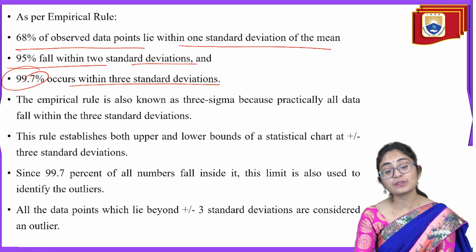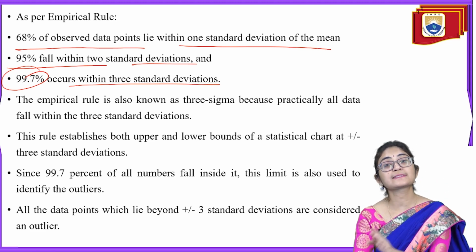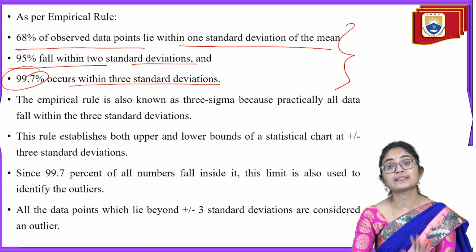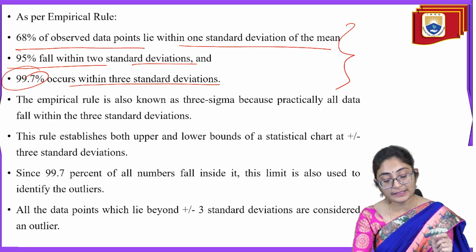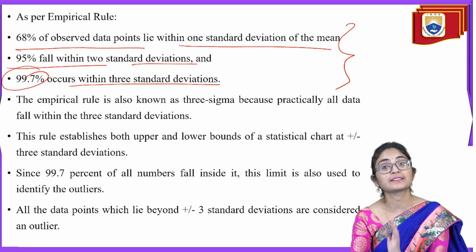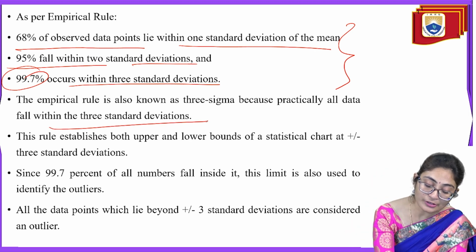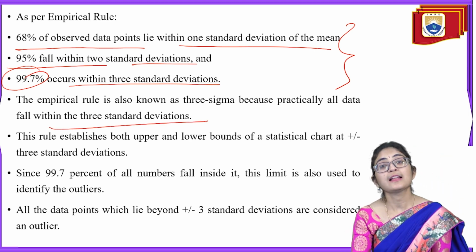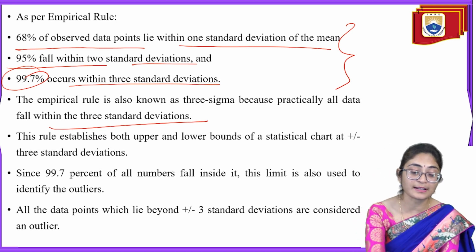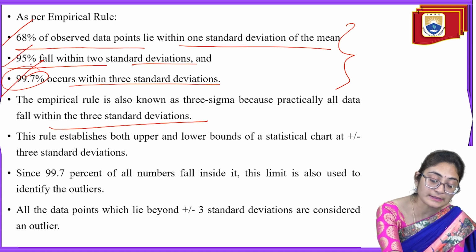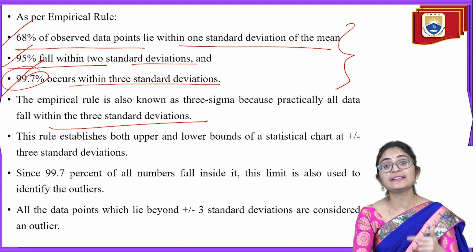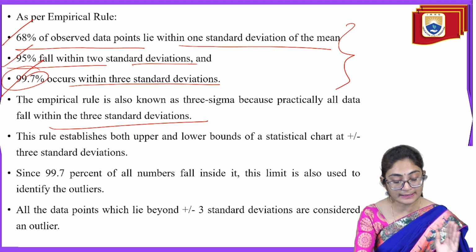And the empirical rule is also known as the 3 sigma rule because of only these 3 standard deviations. Because practically every time all data will fall within the 3 standard deviations. Without 3 standard deviations, you can't say the empirical rule. Actually, your empirical rule contains 3 sigmas, and those 3 sigmas are your 68%, 95% and 99.7%. So, your empirical rule falls within the 3 standard deviations.